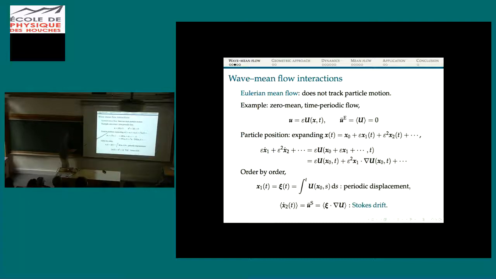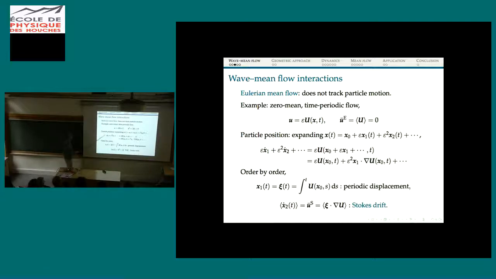Right? So this is the simplest example. You take a velocity field which is small amplitude and is periodic in time and has zero mean. Okay, so the mean here will be periodic. So the Eulerian velocity field, which you obtain by just fixing x and averaging, is going to be zero. Nonetheless, particle motion is non-trivial.